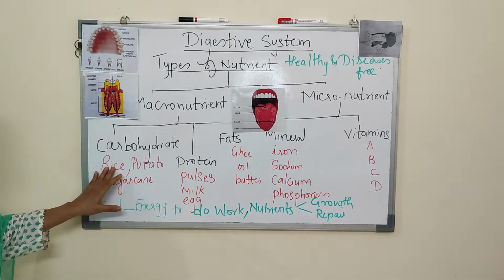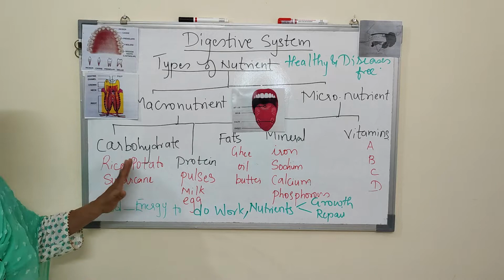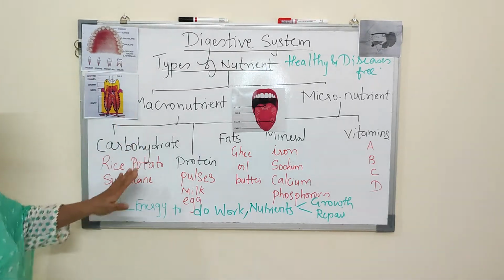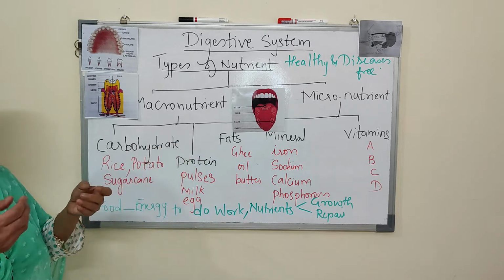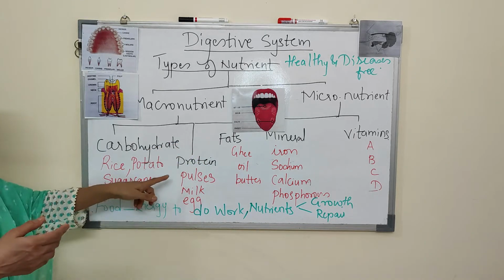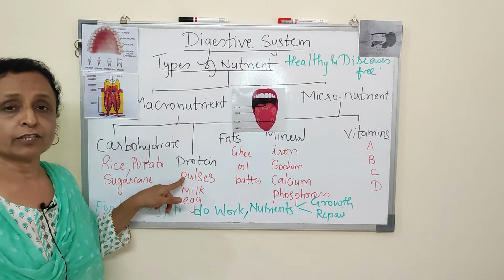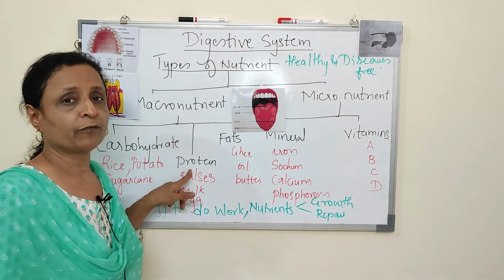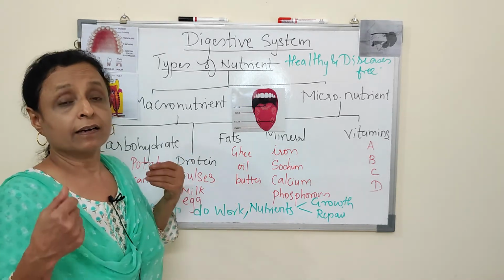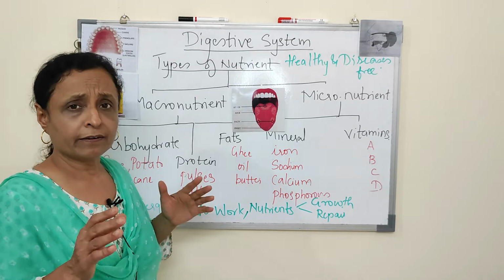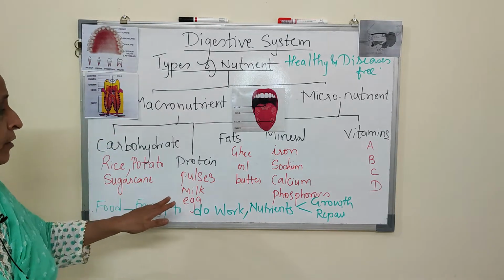Carbohydrate, which we get from rice, chapati, potato, sugar cane, is ready energy, that is, ready sugar. Protein: all the types of dal and pulses consist of protein. Milk consists of protein. This protein is required for the growth of the body and for repairing the wear and tear. Every day wear and tear takes place, and that has to be repaired. Without protein, it is not possible.